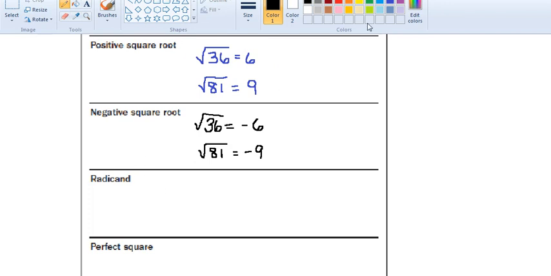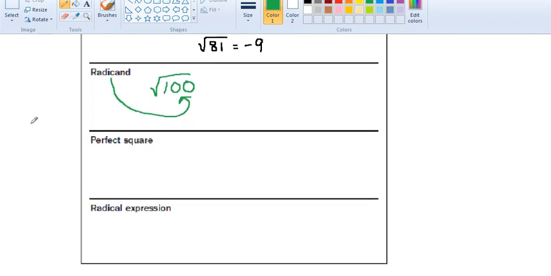All right. Now, for the radicand, let's use something that a lot of people know, and that's the square root of 100. So this thing right here, the number 100, that's called the radicand. We won't get too worried about the definition for that one.